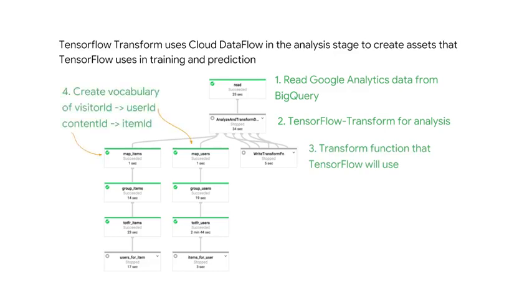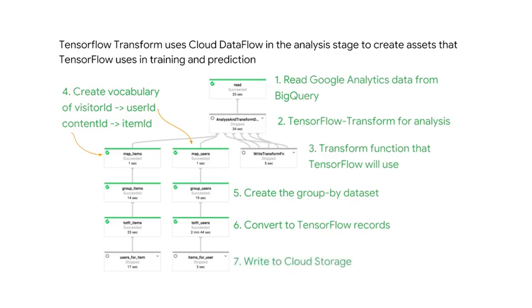This will create the vocabularies of visitor ID to user ID and content ID to item ID that we can use for the map and reverse map. Now that we have the vocabularies, we can create the group by datasets for both users and items. Just as before when we were using pandas, Dataflow will convert our group by datasets into TensorFlow records. Finally, we will write our pre-processed files to cloud storage so they can be used by our TensorFlow model.